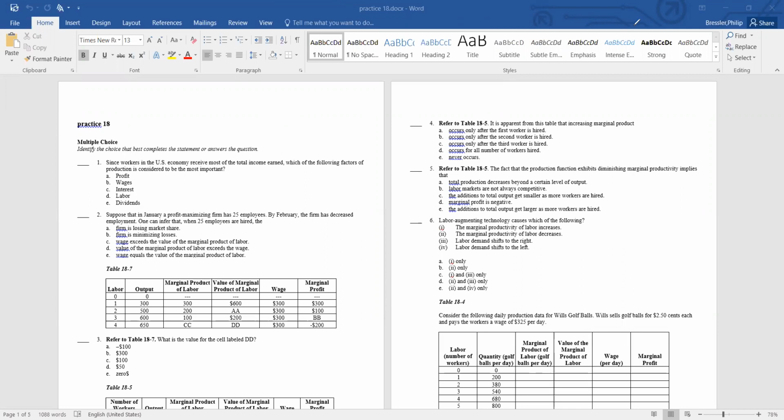Can you answer number 3? Yes. I'd also say for Lucas, for these charts, I would fill in all the charts. But number 3 is, what is the value of DD? So hold on, let me find DD. Oh, it's here. All right. So the first thing, Lucas, is MPL times price equals VMPL. So I know 300 times X equals 600. So the price must be $2. So I'll just put 2 here.